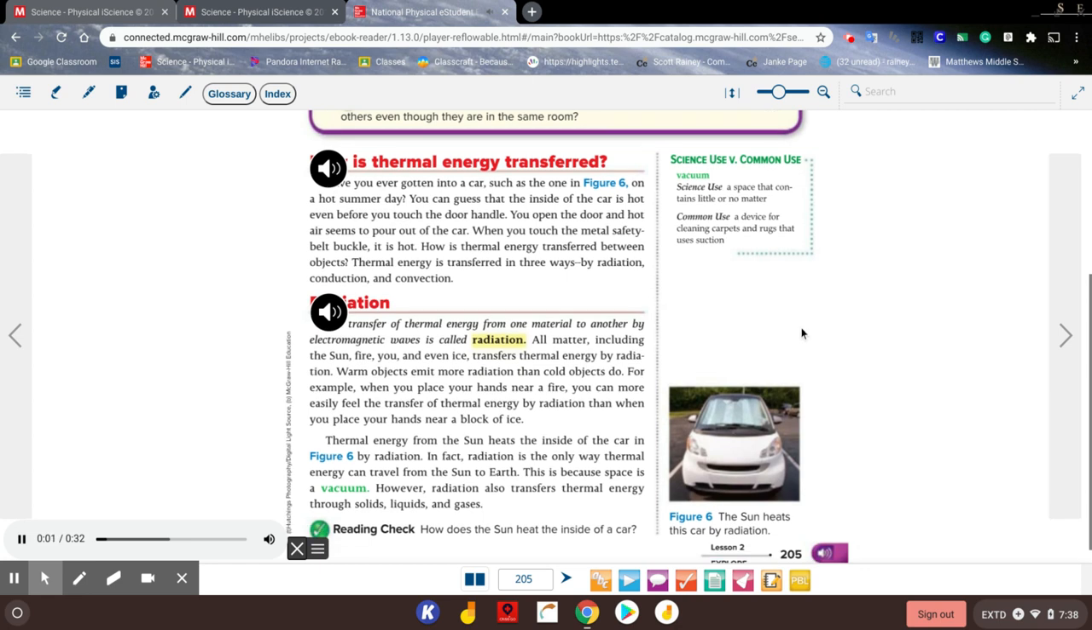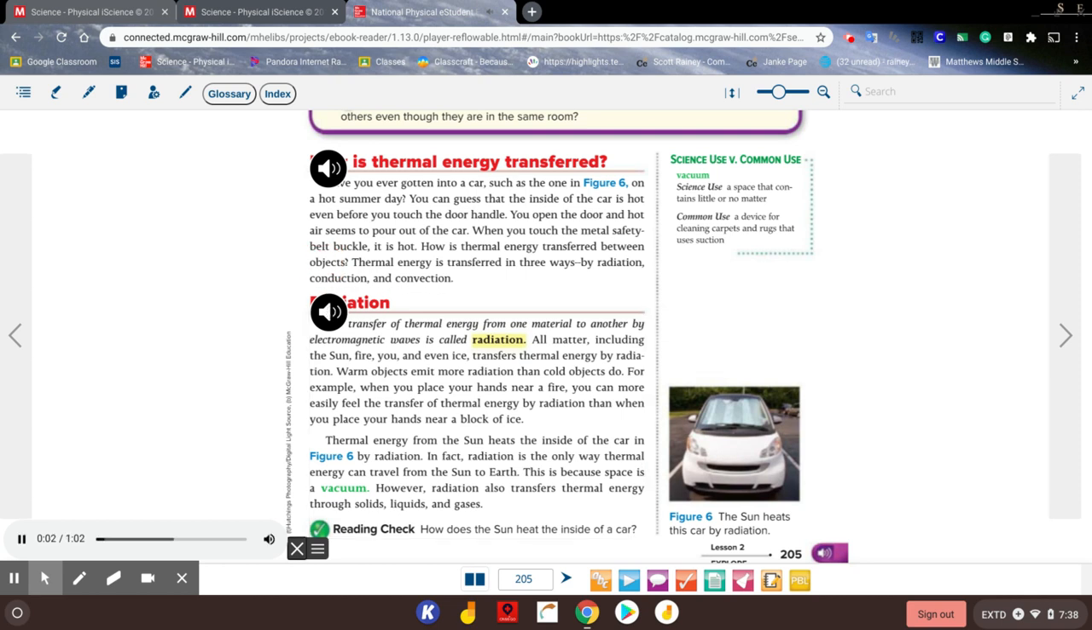How is thermal energy transferred? Have you ever gotten into a car, such as the one in Figure 6, on a hot summer day? You can guess that the inside of the car is hot even before you touch the door handle. You open the door and hot air seems to pour out of the car. When you touch the metal safety belt buckle, it is hot. How is thermal energy transferred between objects? Thermal energy is transferred in 3 ways: by radiation, conduction, and convection.